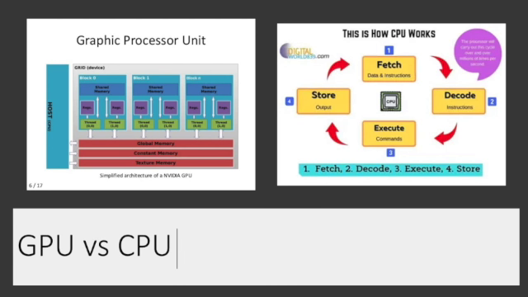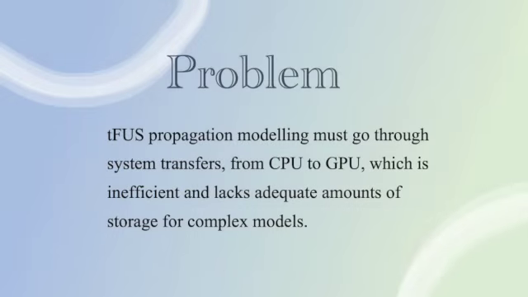The CPU system, on the other hand, fetches information of data, then decodes this information to execute the commands, and then stores this output. But they cannot store a lot as they do not have a lot of space, and therefore this is why they need the GPU space. These transfers are very inefficient, which presents us with a problem for the propagation modeling of transcranial focused ultrasound.